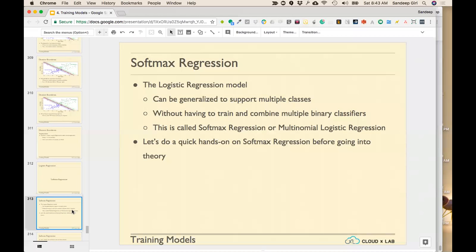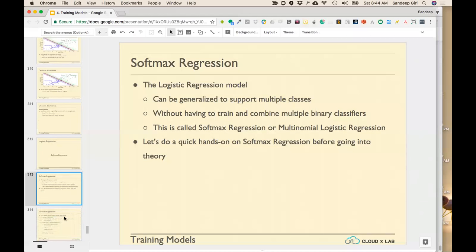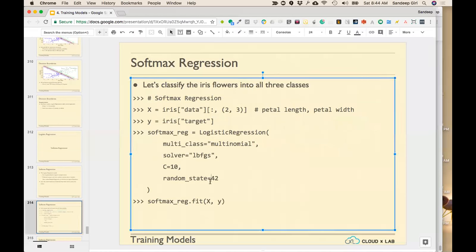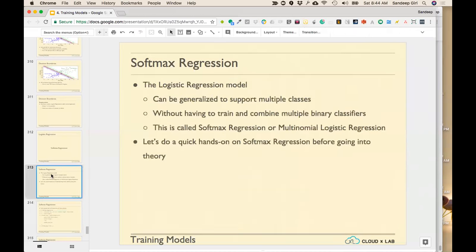The logistic regression model can be generalized to support multiple classes without having to train and combine multiple binary classifiers. This is called softmax regression or multinomial logistic regression. Let's do a quick hands-on on softmax regression before going into theory. All right, let's jump into it. So again, what is softmax regression?